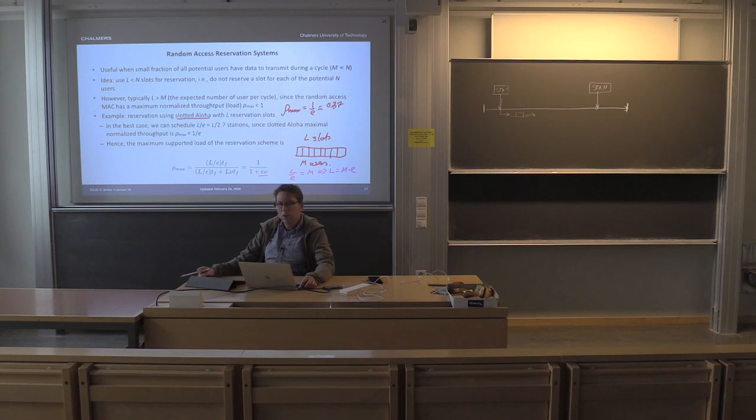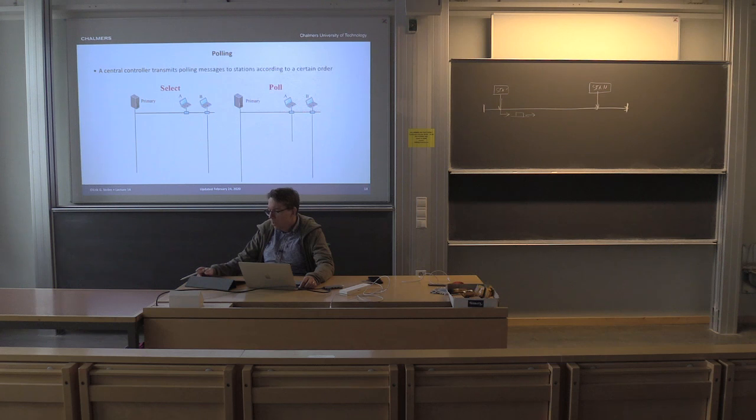Okay, any questions on this particular scheme? Crystal clear? Okay. Then let's go on to another scheme, which is polling. Polling has to do with having a centralized controller, typically, that is in charge of everything. There are two ways data can go through, from the primary to one of the stations, or from some of the stations to the primary. So here we have a hierarchy, and the primary is above the rest in the hierarchy. We can think of this as the controller.